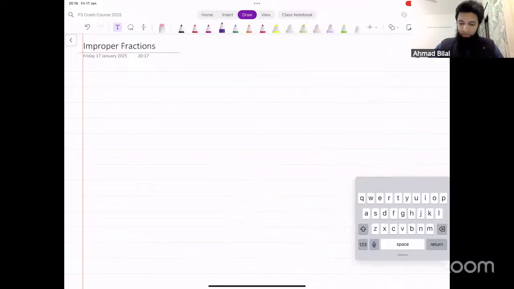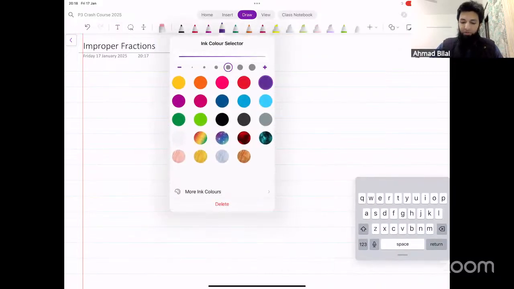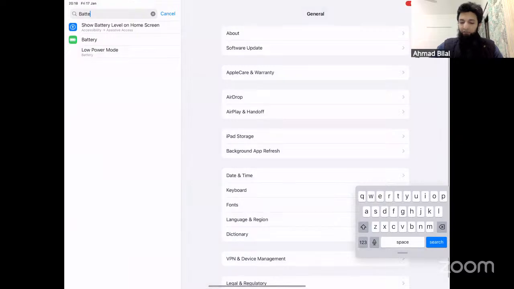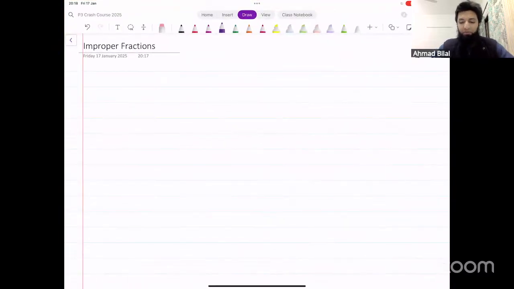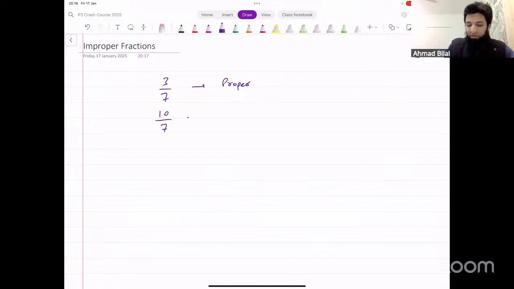Improper fractions are where numerator is bigger than the denominator, right? Let me write that down. So for numbers, for instance, you already are familiar with the difference between proper fractions and improper fractions. So for instance, if I had a fraction like this, 3/7, this is a proper fraction, right? Because numerator is smaller than the denominator. If I had, on the other hand, for instance, 10/7, this is improper because numerator is bigger than the denominator.